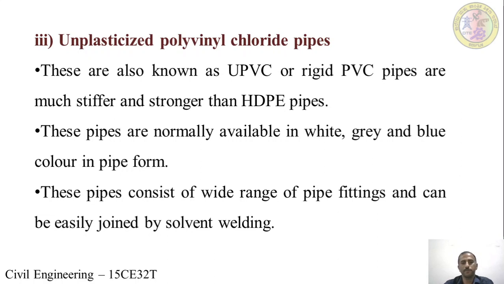These pipes are normally available in white, grey, blue color and consist of a wide range of pipe fittings and can be easily jointed by solvent welding. Another one is CPVC pipe, that is chlorinated polyvinyl chloride pipes. They are manufactured from PVC pipes, chlorinated and exposed to UV radiation, that we call CPVC pipes. They are much stronger than these UPVC pipes.